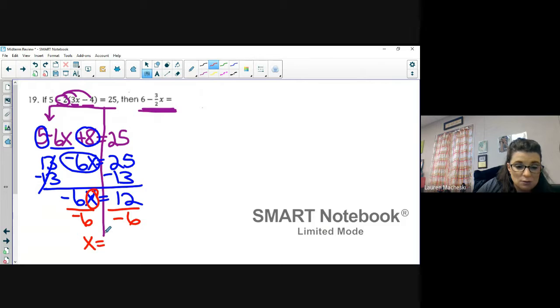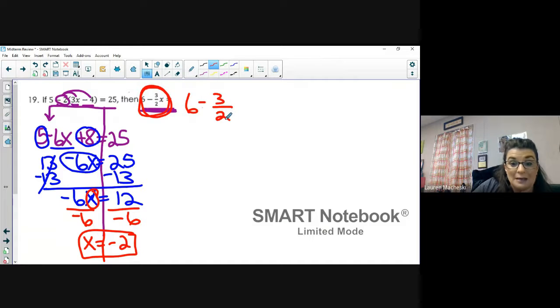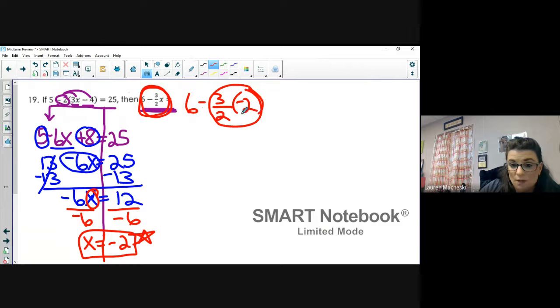So x equals -2. Now I know what x equals. I can go ahead and figure this out. Okay, so 6 minus 3/2 times x. Well, isn't x -2? All right, so would I do the subtraction first or the multiplication? It looks like I would do this multiplication. I put that over 1. What does that give me?